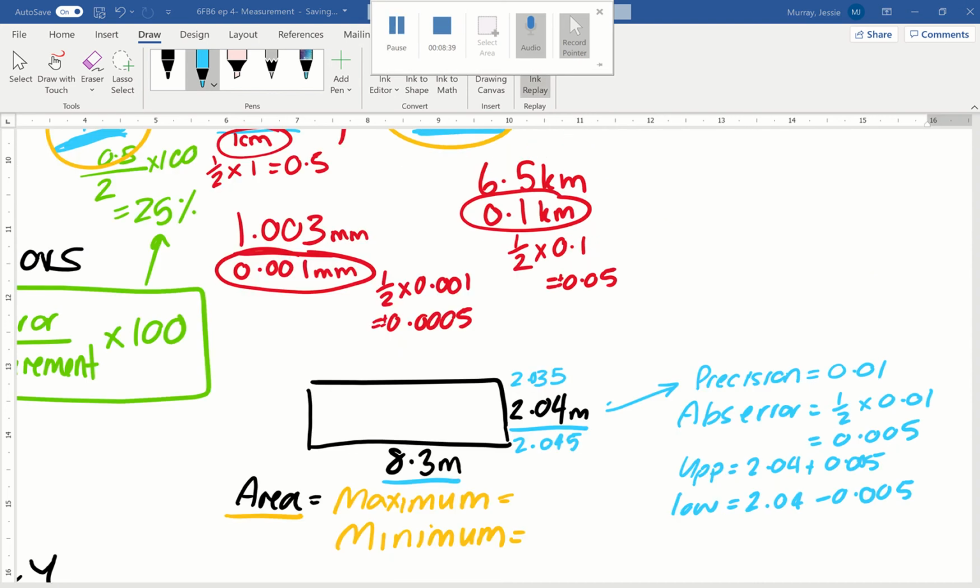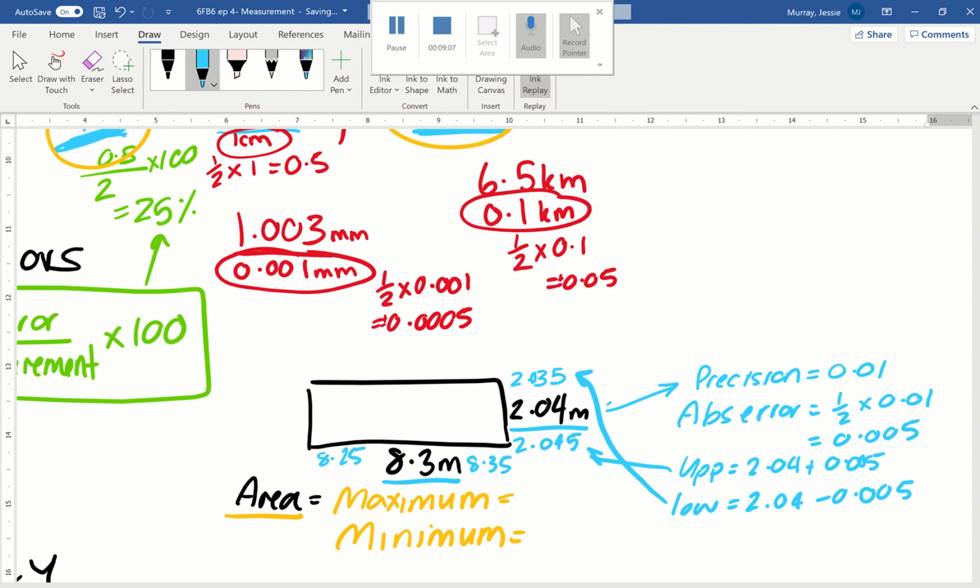And to show my working, here it is. And this is exactly what I'd show the marker. Precision is every 0.01 of a meter. So the absolute error is 1/2 times by that, which gives me 0.005. So the upper limit is you add it to your measurement, lower limit you subtract it, and that is where you get these values here. So you'd find the upper and lower limit for each one. Do the same thing for the 8.3. You should get 8.25 and 8.35.